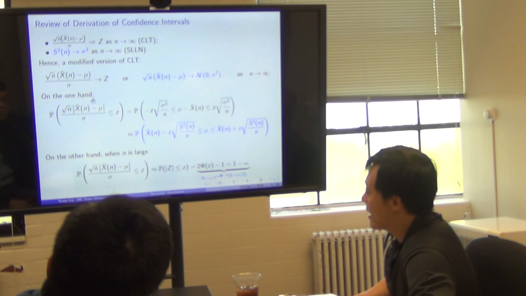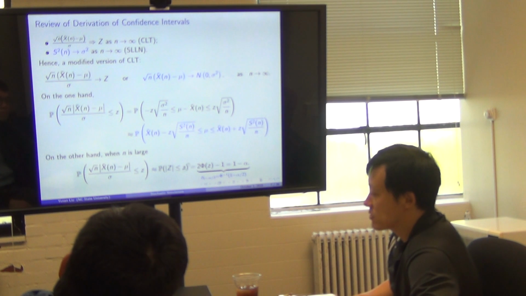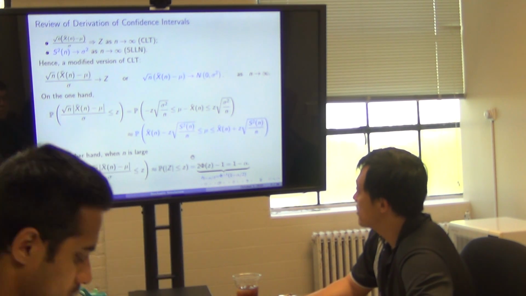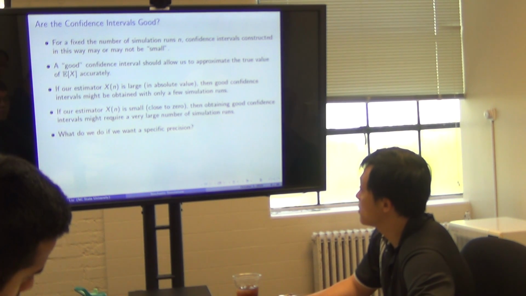On the other hand, this same quantity, when n is large enough, can be approximated by a known probability in terms of the normal. So all you need to do is match the two to obtain a common interval, and the common interval is given by this. This is how it is proved.